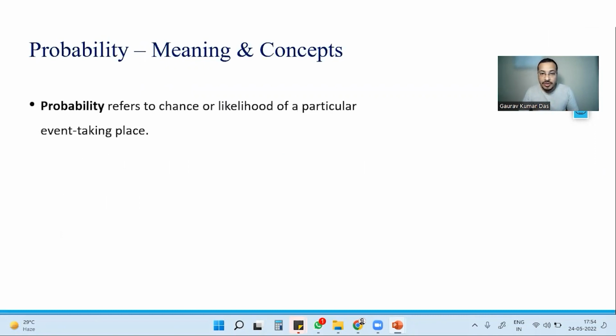What does probability mean? Probability refers to the chance or likelihood of a particular event taking place. Now let's go through some of the nomenclature which we typically use when it comes to probability. What is an event? An event taking place, right?